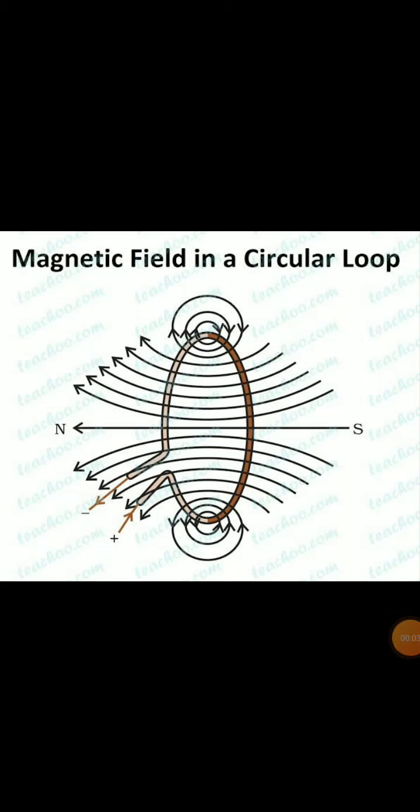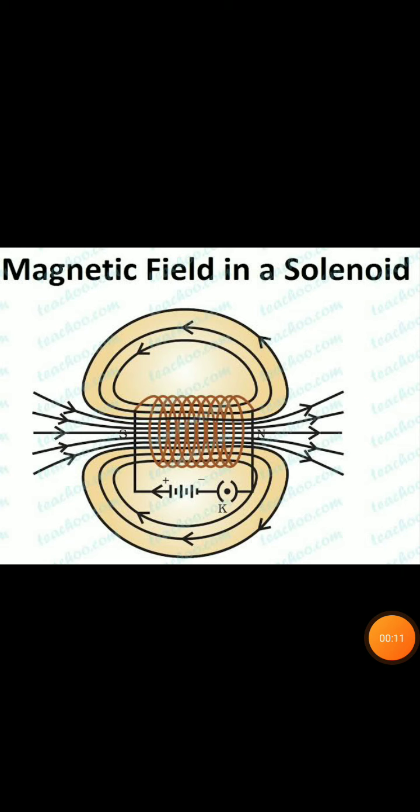Previously, we learned magnetic field due to a current through a circular loop. Now, in this session, we will learn magnetic field due to a current in a solenoid. Before we learn this, we must know what is a solenoid. So let us understand first about solenoid.